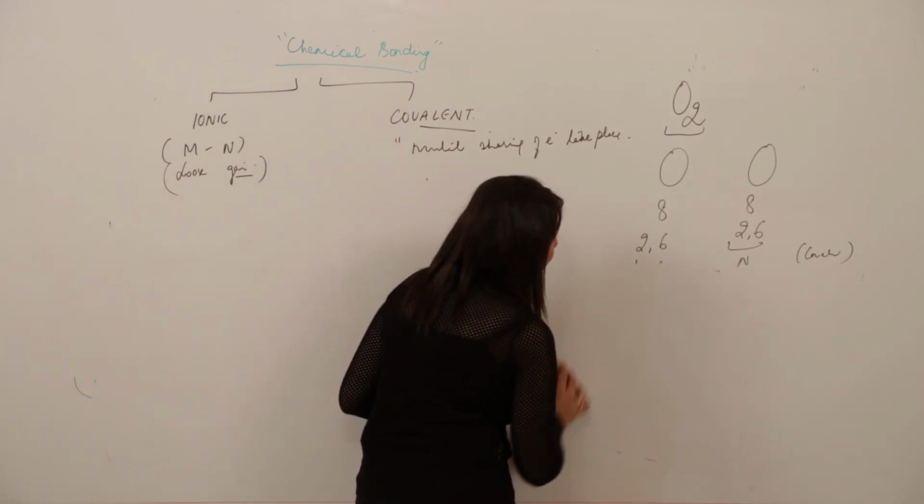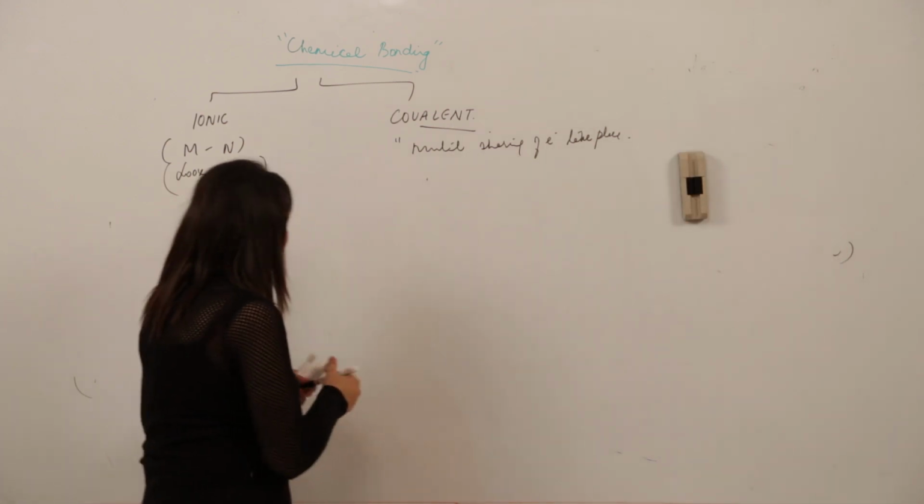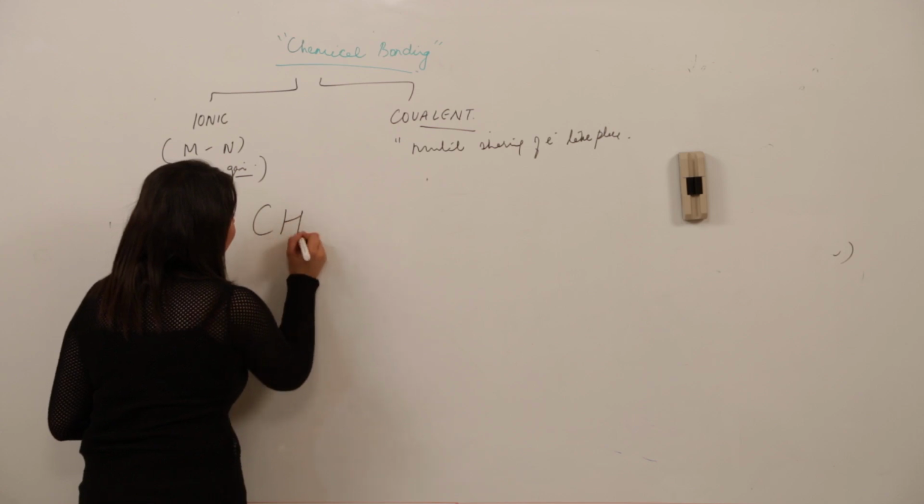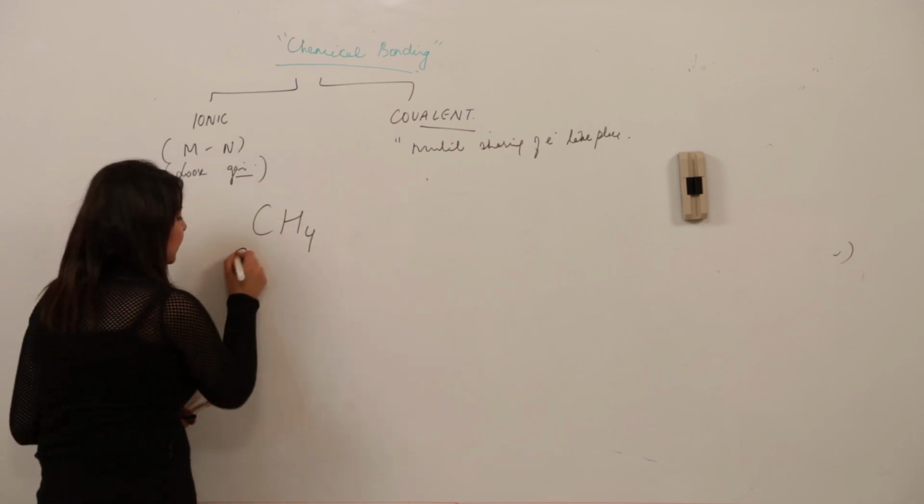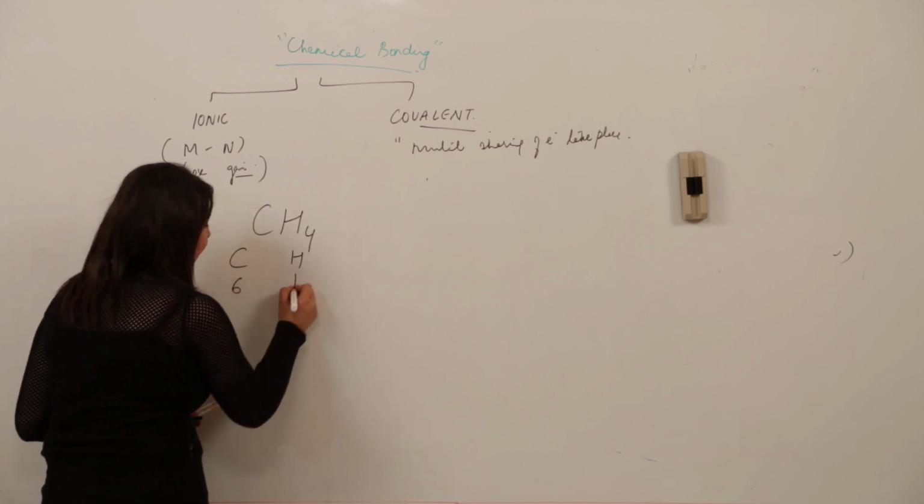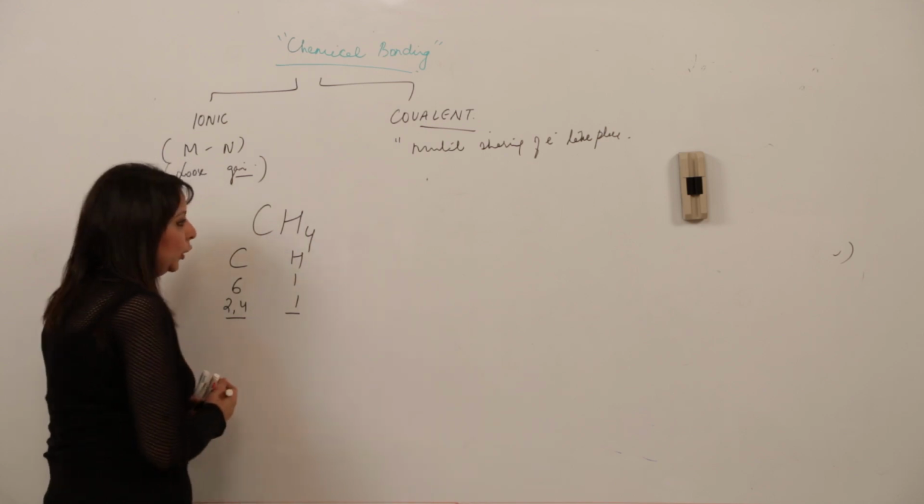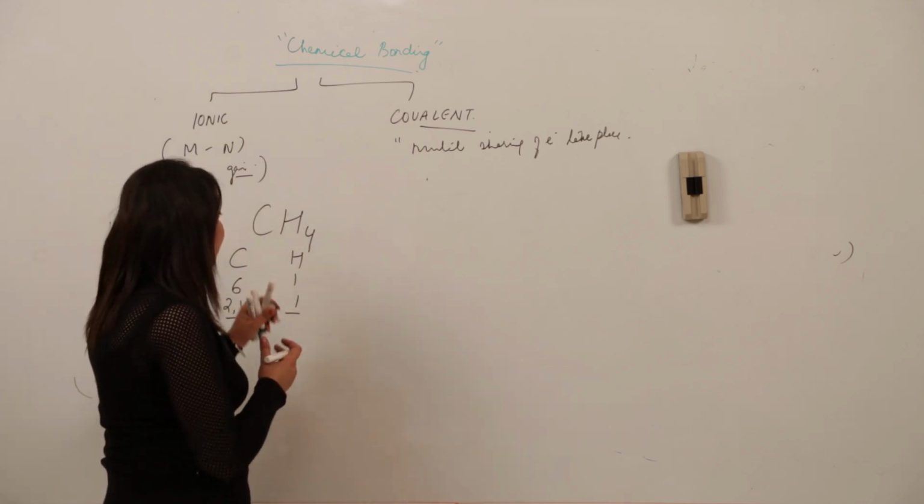I want you to know how you can make it for many atoms. Like if I'm telling you to make it for CH4, first write C and H. Again, the same steps I've told you: atomic number 6, 1, configuration 2, 4, 1, non-metal, covalent bond. Now, how will you arrange them?